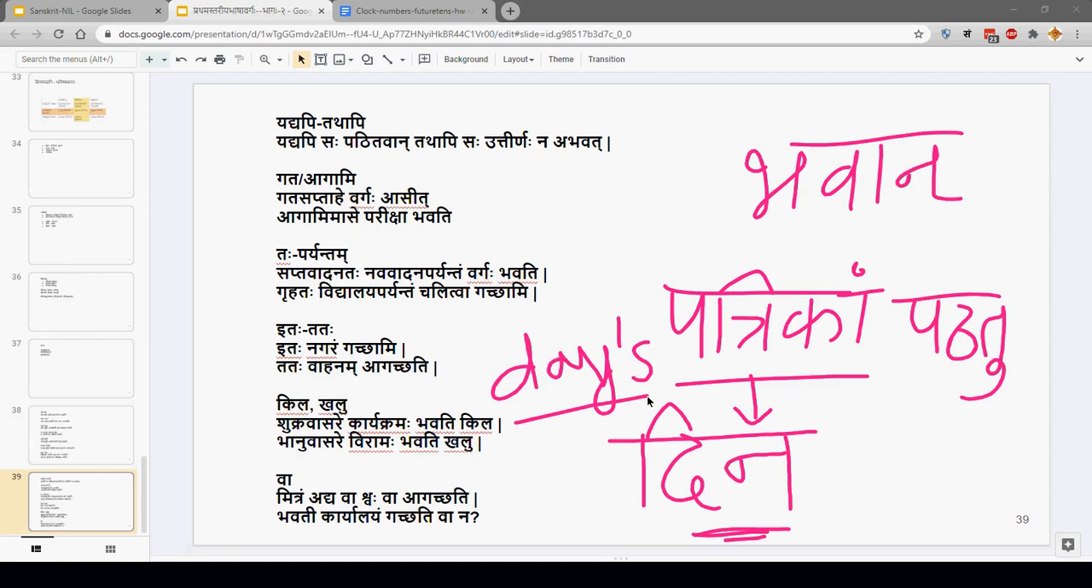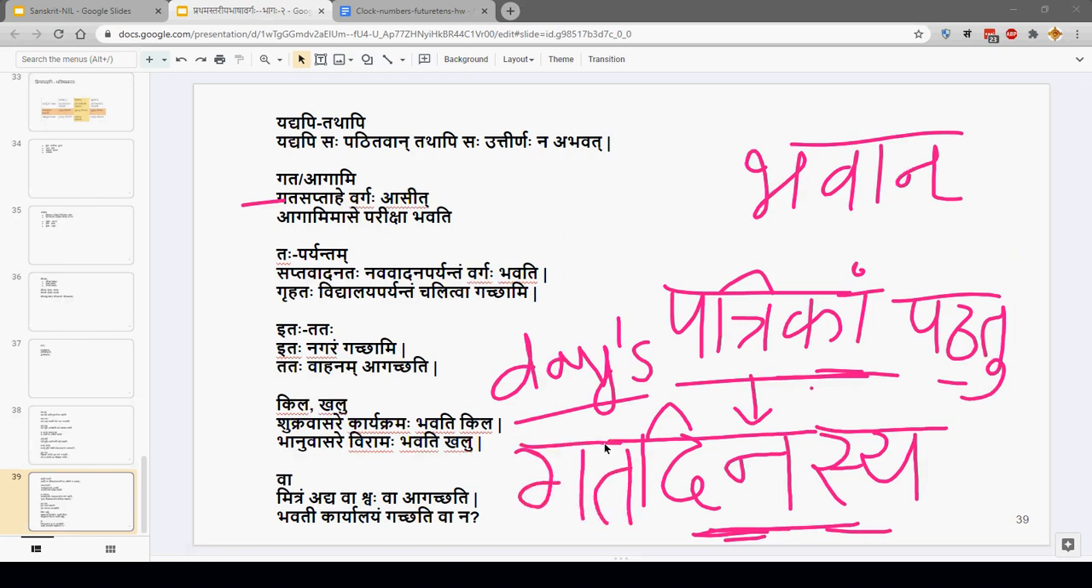Belongs to, sixth. Of the boy or boys. How do we say that? Balakasya. Yeah. So here it becomes Dinasya. Right. So Dinasya Patrikam Pathatu. So read day's paper. And to that, if we can add Gata, just add a prefix here, Gata, make it a single word. Gata Dinasya Patrikam Pathatu. Read the previous day's newspaper.